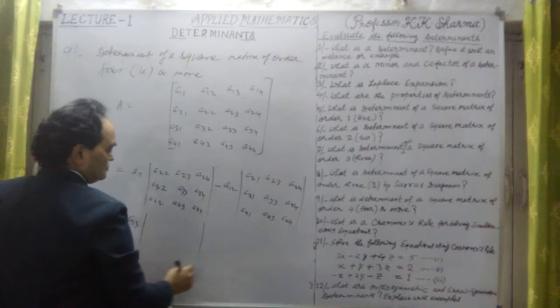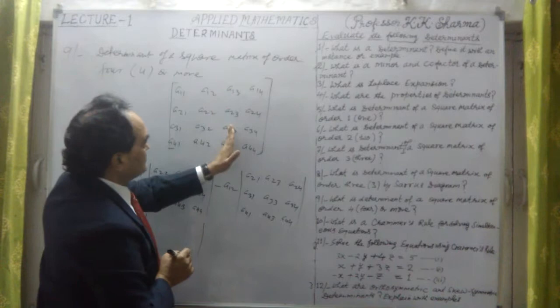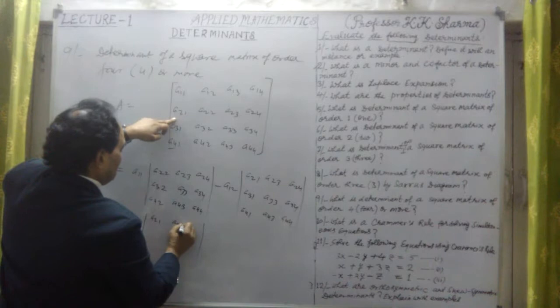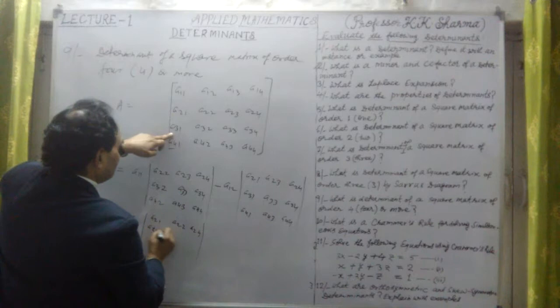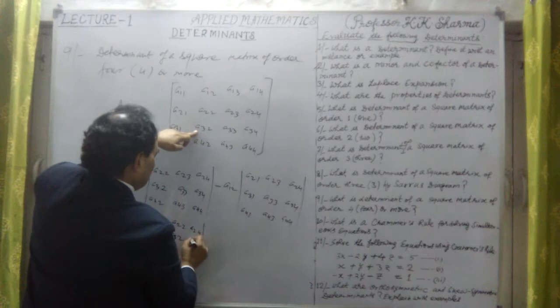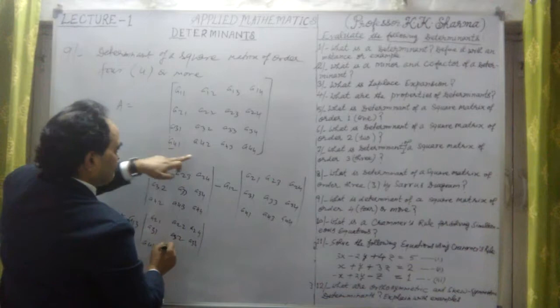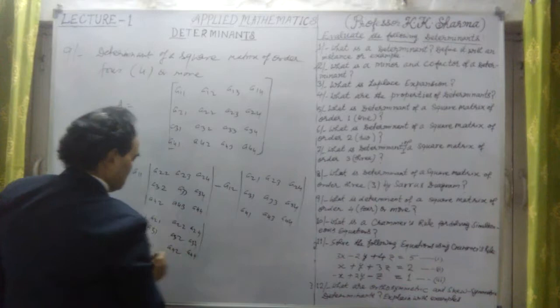This is positive here. The cofactor of this: this column is not considered, this row is not considered. It will be A21, A22, A24, A31, A32, A34, and A41, A42, and this is A44. Then minus sign, because 1 plus 4 is 5, which is negative.